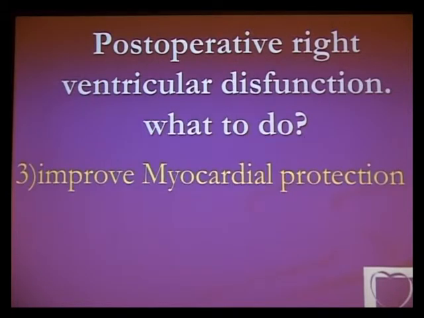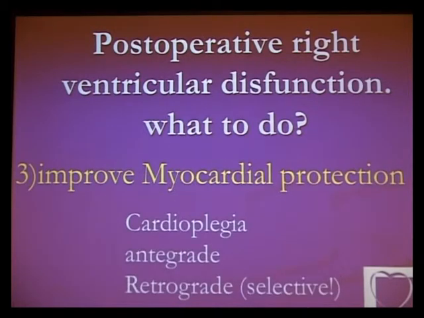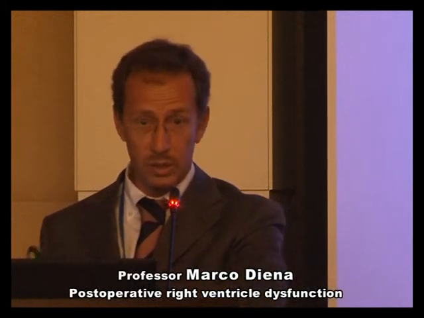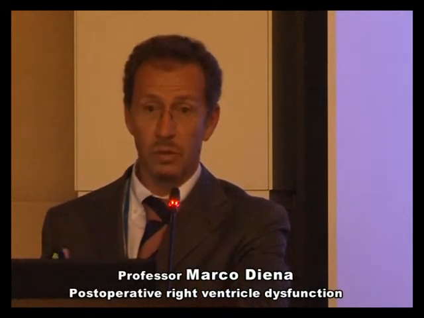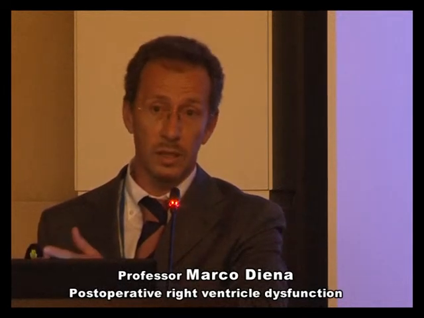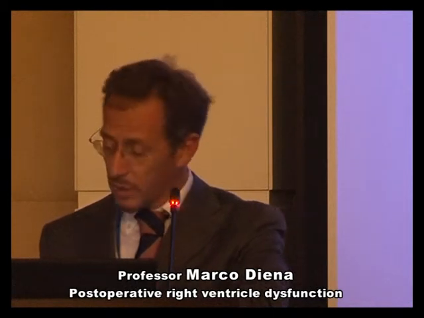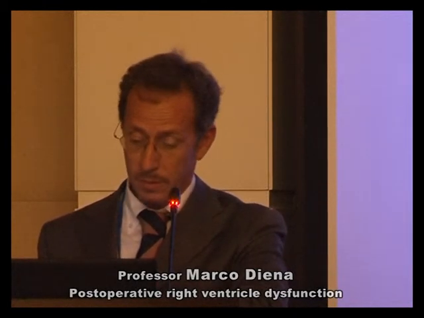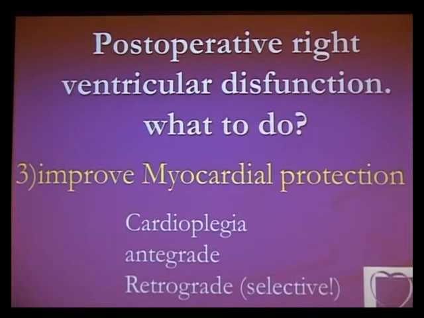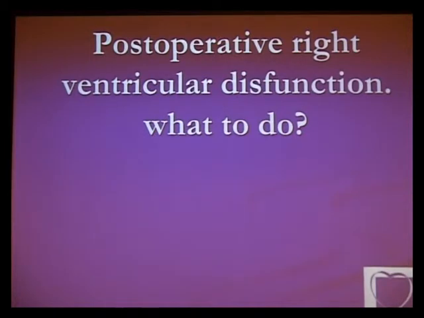What about surgery? Improve myocardial protection, and this is very important for the left and right ventricle. What about cardioplegia? There are different ways of doing cardioplegia. We know from literature that retrograde cardioplegia, when it's done blindly, may induce right ventricular malprotection. For this reason, when we do antegrade and retrograde cardioplegia, we always do selective perfusion of the right venous coronary sinus directly, so that we can protect all the right ventricle and not blindly.